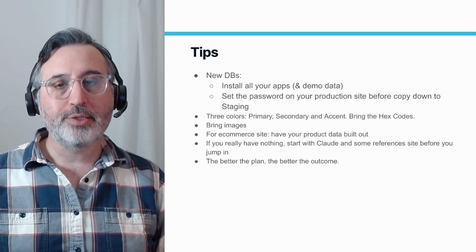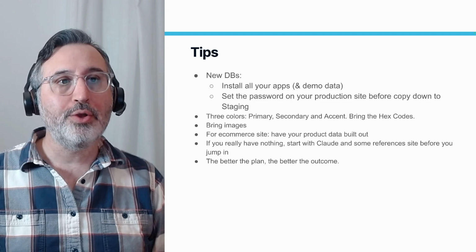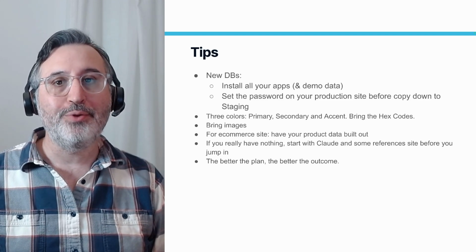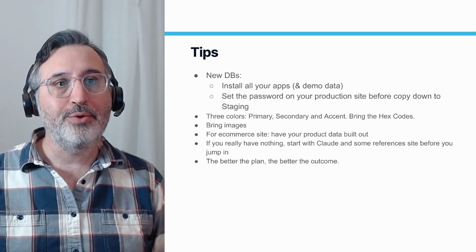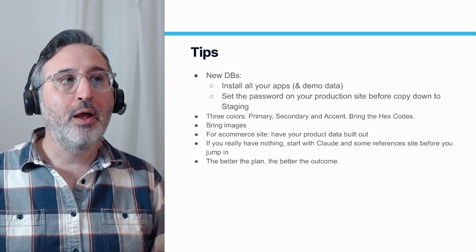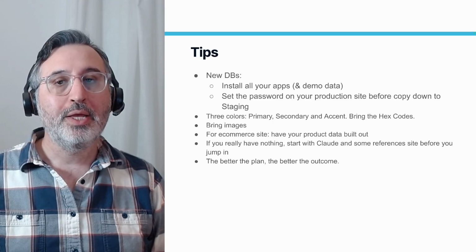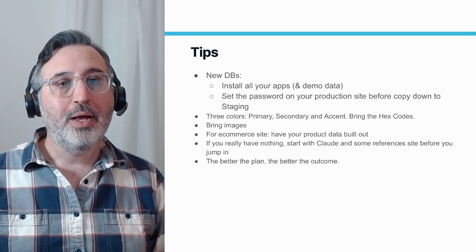I also wanted to point out some tips before we jump into the tutorial. For new databases, install your apps and your demo data if you need that. Particularly, you're going to see me working on SH in a brand new database. Set the password on your production site before copying down to staging. You can't get your password set in staging because emails don't go through.